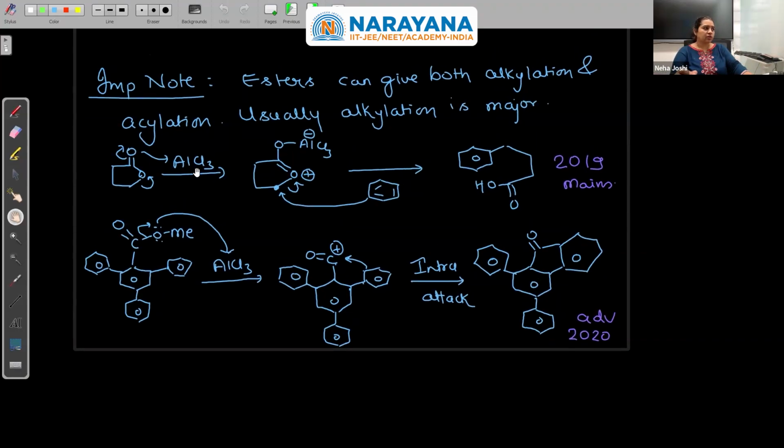Is that absolutely clear? So how alkylation and acylation? First you prefer attack on the double bonded oxygen. If it is covered or sterically crowded, then you take attack at this single bonded oxygen.